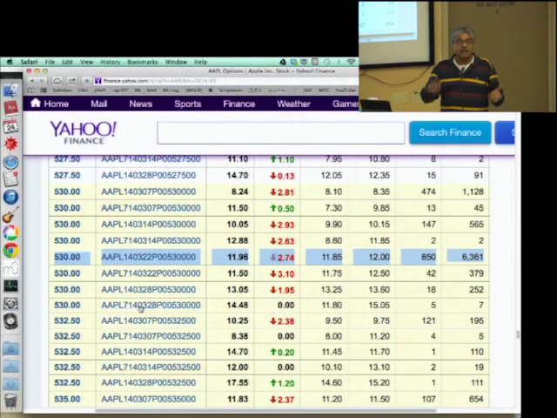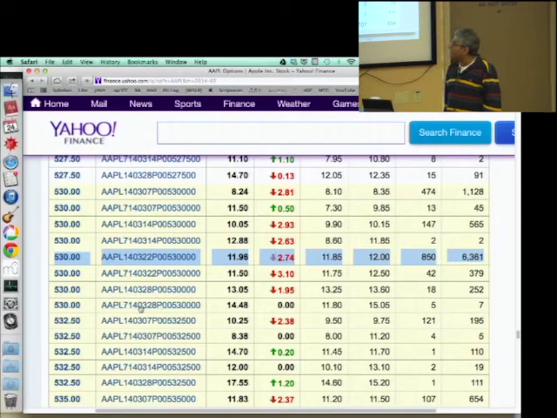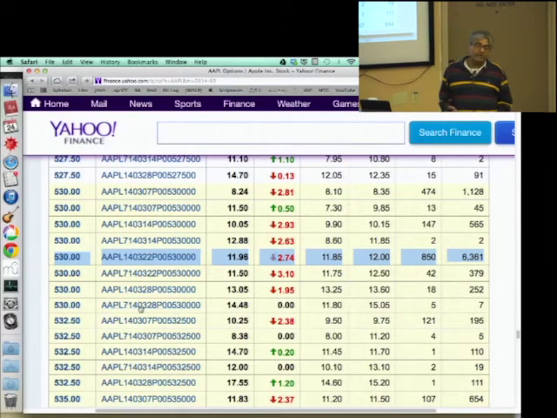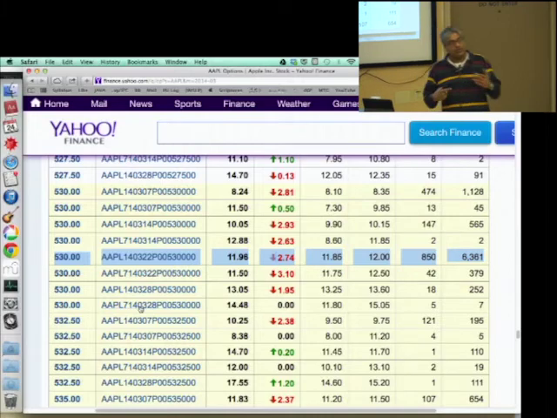Not a big one, but some. You know, depending on how much money you put in, you'll make some money. Now, does this work all the time? Maybe not. But it works more often than it doesn't.